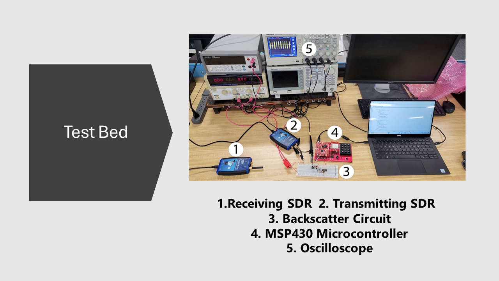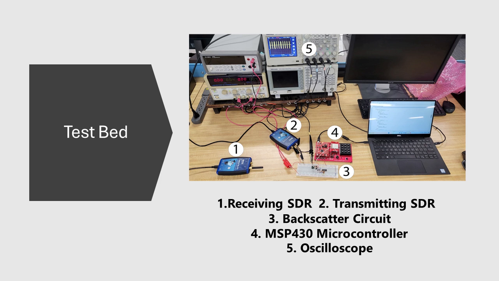The first one, the receiving SDR, has the main task of recording the information in the electromagnetic spectrum around 915.2 megahertz. The second SDR, the transmitting SDR, supplies energy within the spectrum at 915 megahertz through a constant tone signal. This tone signal would be fed into the backscatter circuit through the antenna, acting as the energy source for the modulation to occur. The fifth part, the oscilloscope, helps us debug the entire setup.